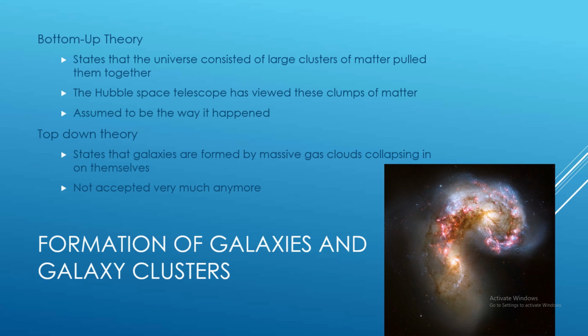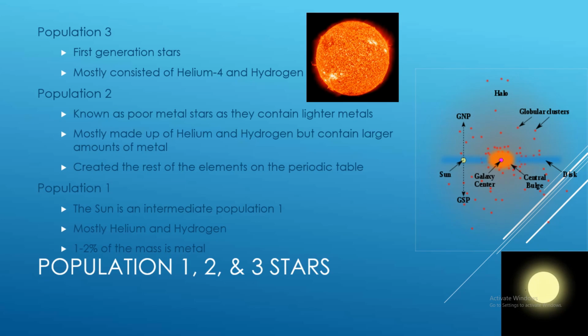and the Hubble Space Telescope has actually viewed these clumps of matter, which leads us to believe that it's the way it happened. And the previously accepted theory, the top-down theory, is very unlikely. It states that galaxies are formed by massive clouds of gas collapsing in on themselves. They sound very similar, but I assure you they're not the same thing. There's a very thin line between them.